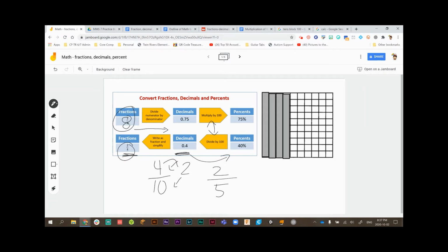I will show one more example. I'm going to get a different color here. And I'm going to erase some of this stuff as well. Feel free to always pause and go back and review. So I want to just go over that decimal to fraction piece again.